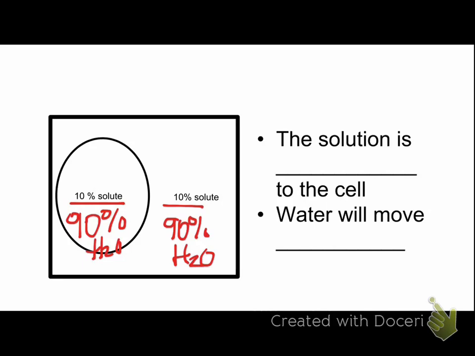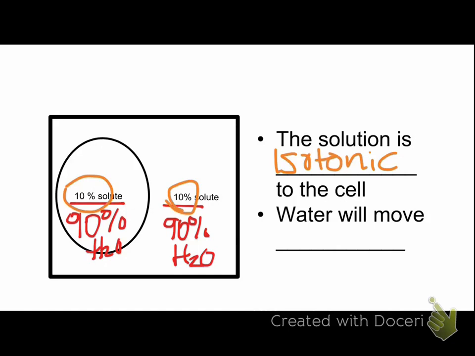So if we compare the outside of the cell to the inside, they are the same, which means that my solution is isotonic. Now, one thing to keep in mind with isotonic, a lot of the times we think that the concentration of the solute in the water is equal, but that's not true. Those two numbers don't have to be equal. What you're looking at is the solute concentration outside and the solute concentration inside. Okay, so make sure that you're able to distinguish between those two things.